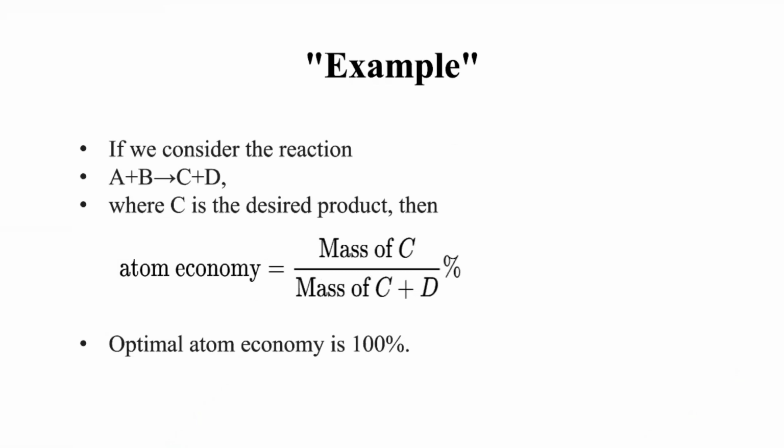There is an example. If we consider the reaction A plus B as reactants and C plus D as products, where C is the desired product, then atom economy is equal to mass of C over mass of C plus D. Optimal atom economy is 100%, where mass of C is the mass of the desired product and mass of C plus D is the total mass of the products.